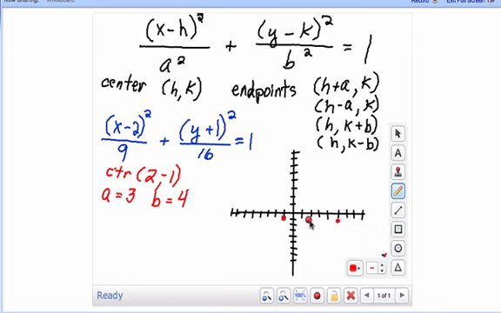I go back to the center, and I'm going to go 4 units, because that's what b is. 1, 2, 3, 4 units up, and 4 units down from the center. And then you're going to graph something that looks like an oval. You're going to do the best you can.